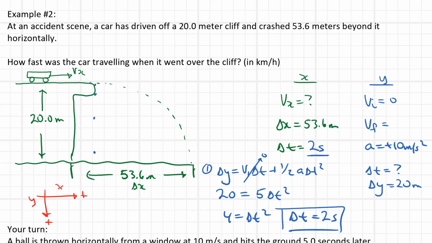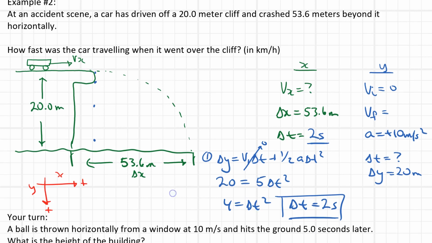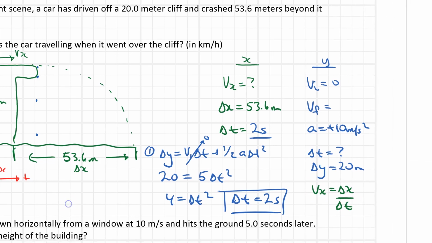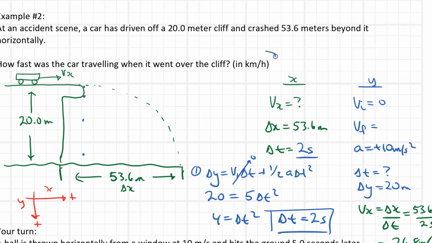So finishing up, I don't have quite an amount of space here, so I'll find somewhere else, maybe on the bottom here. I'm going to say that Vx is equal to delta x divided by delta t. So this is going to be 53.6 meters divided by 2 seconds, which gives me 26.8 meters per second. And I just noticed now they say we want that in kilometers per hour.